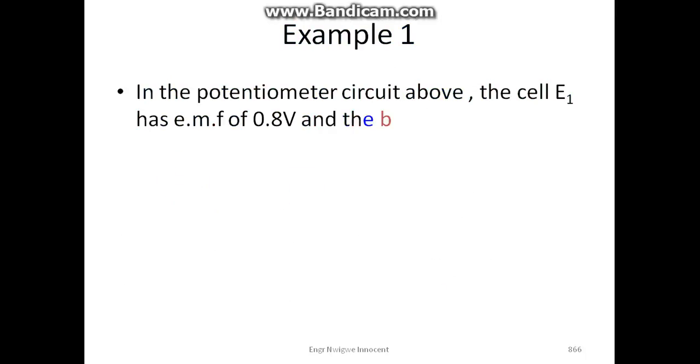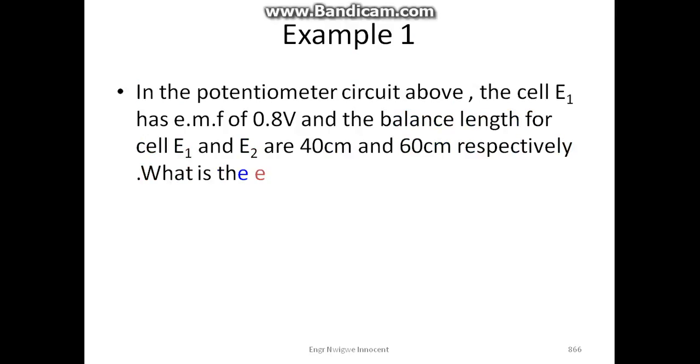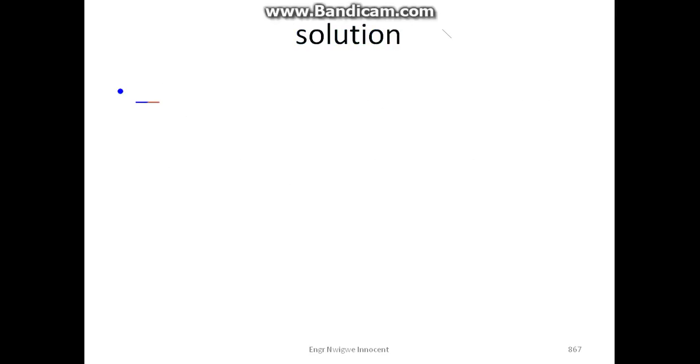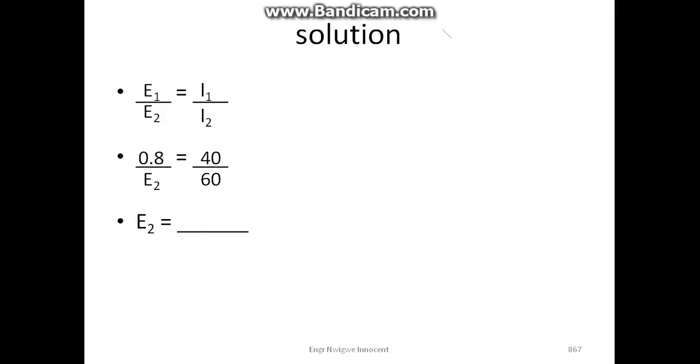Example 1. In the potentiometer circuit above, the cell E1 has an EMF of 0.8 volts and the balance lengths for cells E1 and E2 are 40 cm and 60 cm respectively. What is the EMF of the cell E2? Solution. E1 over E2 equals L1 over L2. 0.8 over E2 equals 40 over 60. Making E2 the subject of the formula, we have 0.8 times 60 all over 40, which equals 1.2 volts.